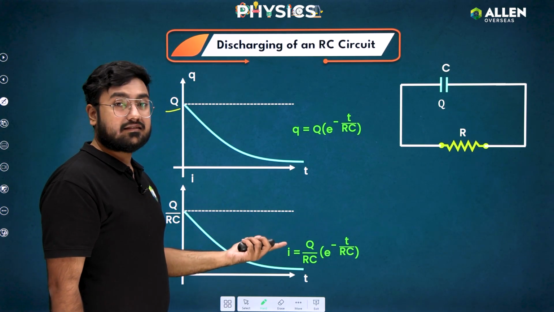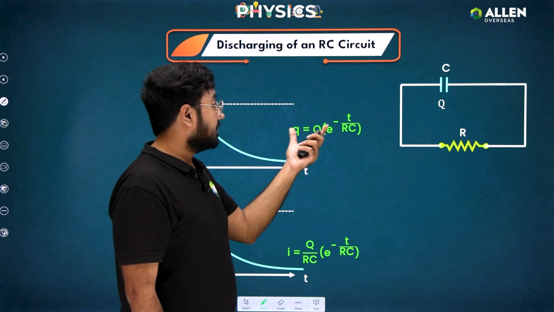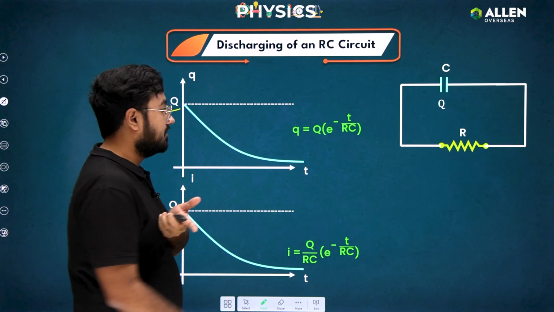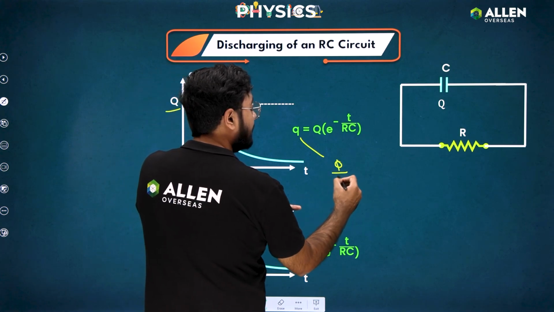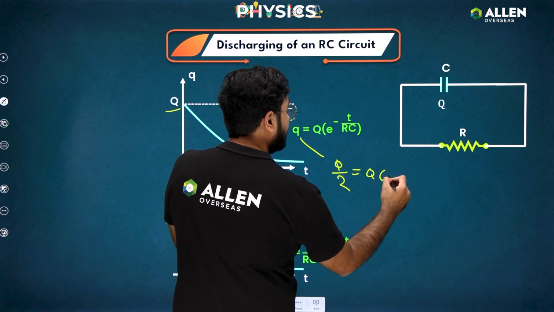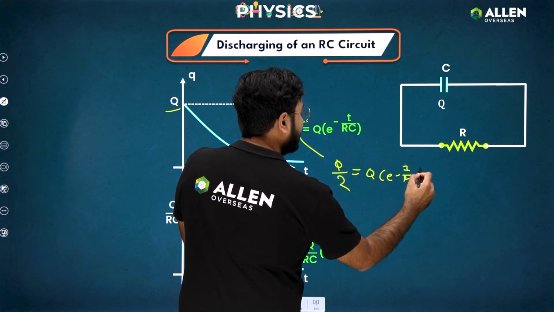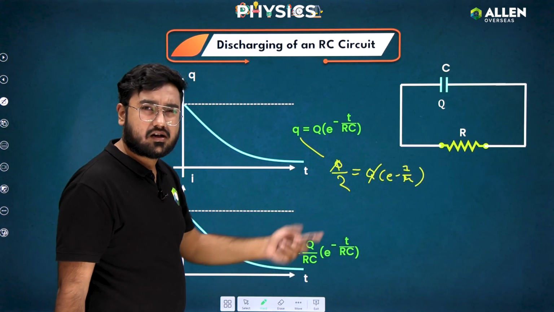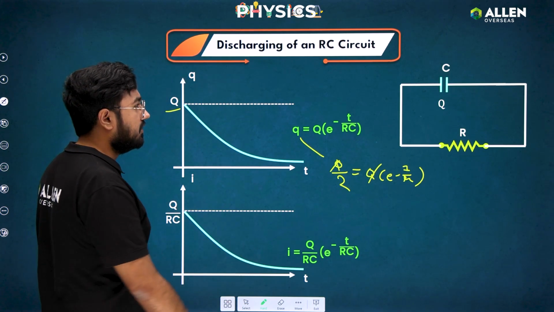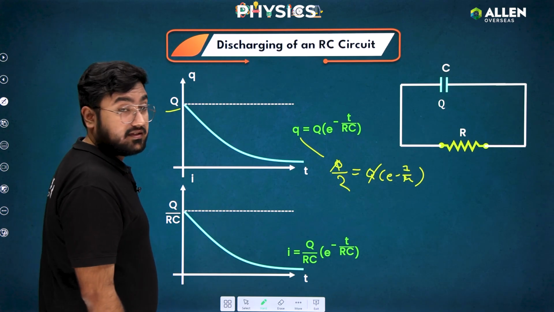So in this case, they can ask you to calculate the time in which 50% of the charge remains, right? So that means Q by 2 is remaining. This is Q times e to the power minus t by RC. Calculate time from here. Simple. Same for current. Okay, nice, interesting.